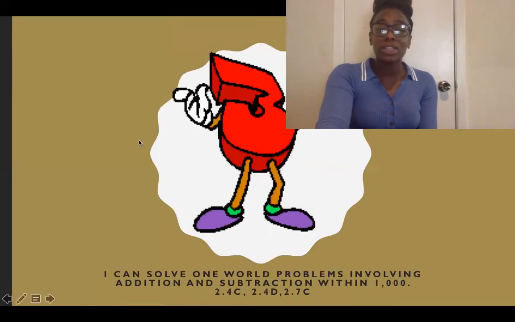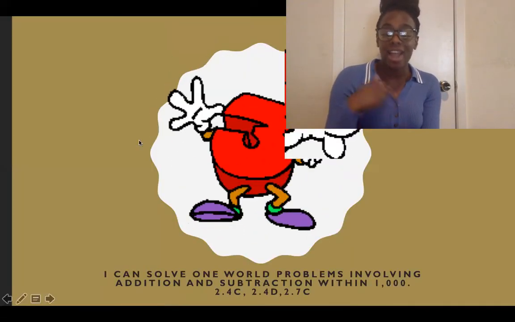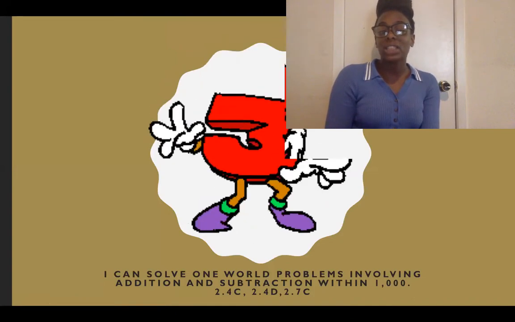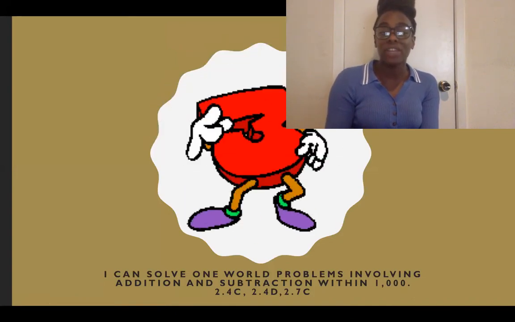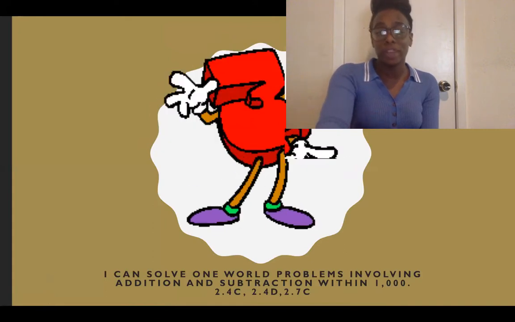So I'm going to go right into today's lesson, and I want us to read out loud the learning objective for today. All right, ready, set, go. I can solve one-step word problems involving addition and subtraction within 1,000.